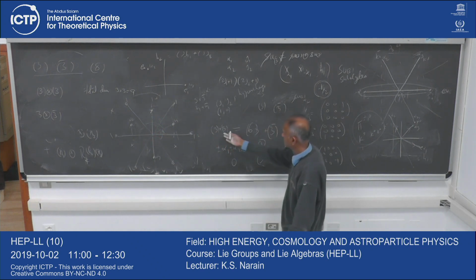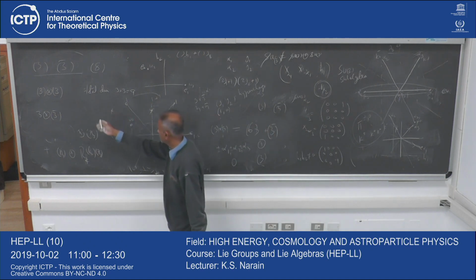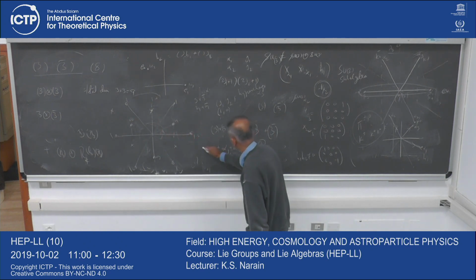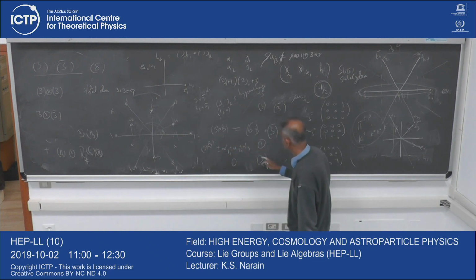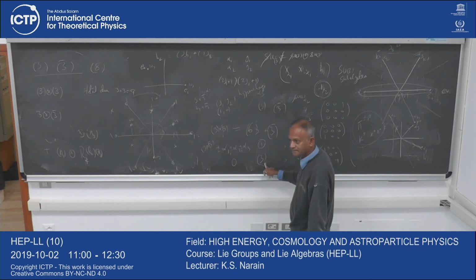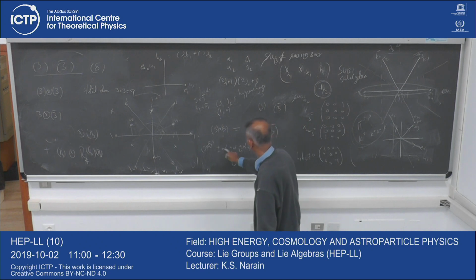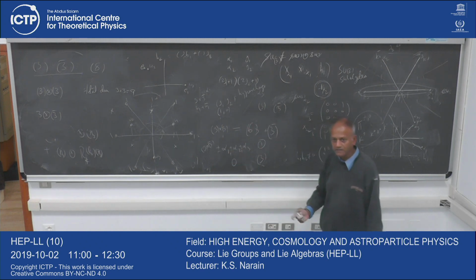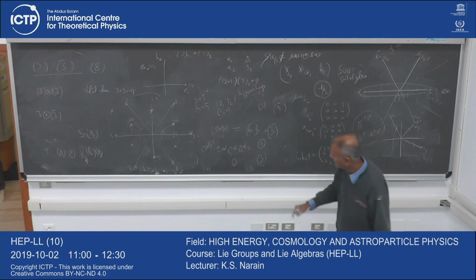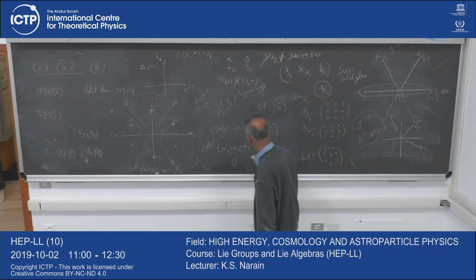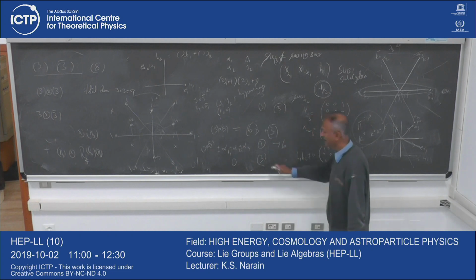So 9, the total number of states must be 9 here. 3 with 3 bar. The total must be 9, out of which 6 of them are these and 3 are the zero weights. No, sorry, what am I saying? No, 6 of these states. So there are 6 of these states and 3 of these states.